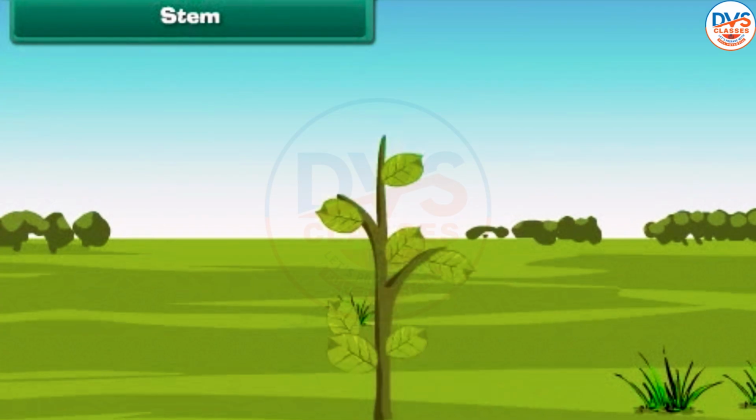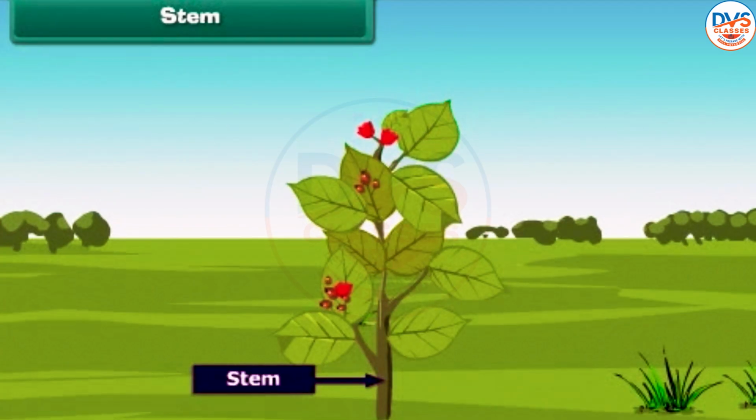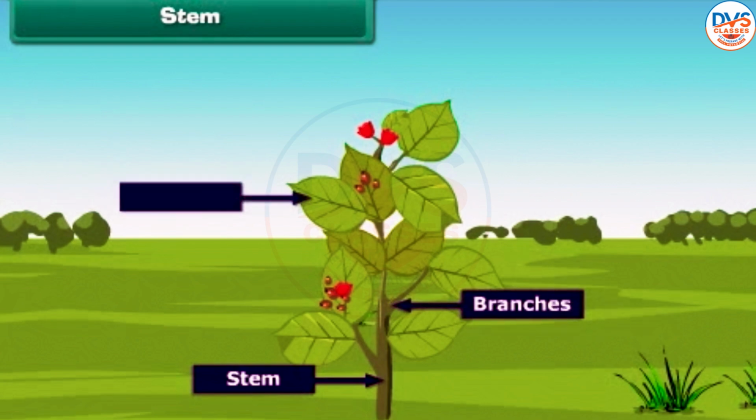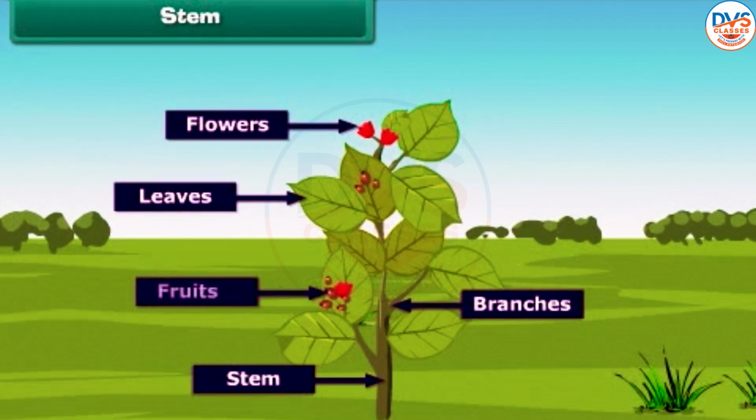Now let's know about stem. Stem is the green or brownish part of the plant which grows above the ground. It provides support to the plant and bears branches, leaves, flowers and fruits on its body. In young plants, the color of the stem is usually green, but over a period of time and with advancing age, it turns brown in color.